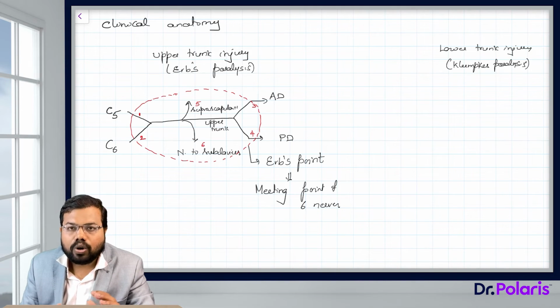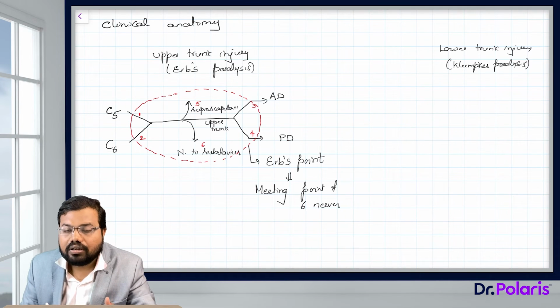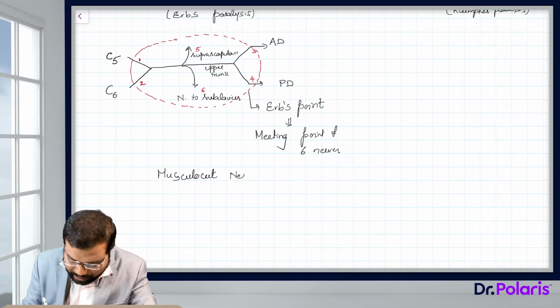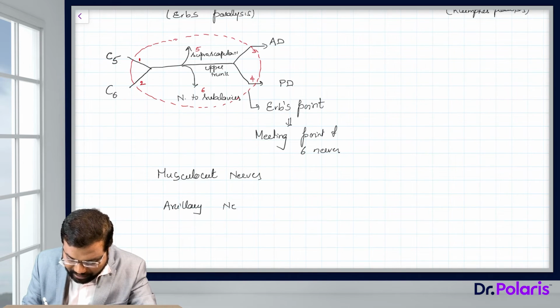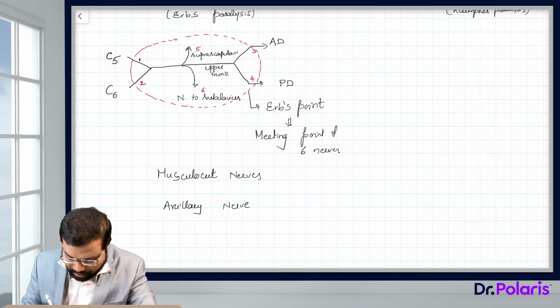At that point, C5 and C6 roots are damaged. What are the branches having C5, C6 root value? Just now we discussed the root values. The major nerve is the musculocutaneous nerve. The axillary nerve also has the same root value, C5, C6. Even the upper and lower subscapular nerves, but they do not have much effect. Next, the radial nerve also has it.